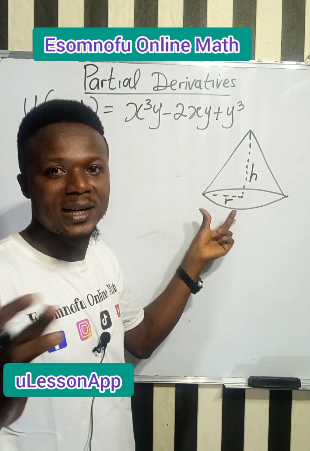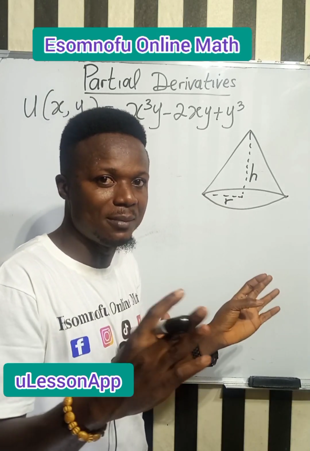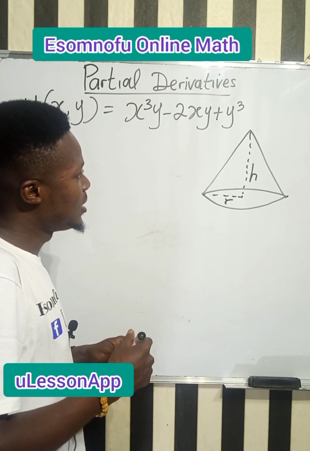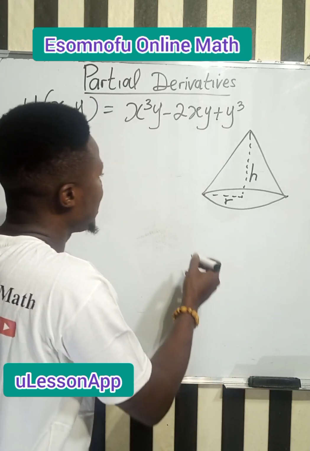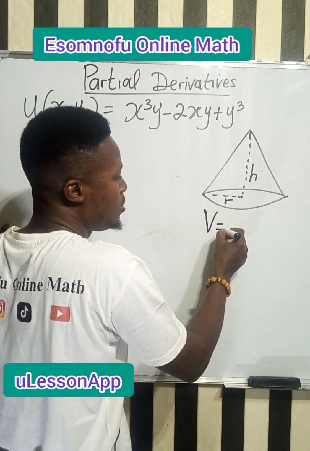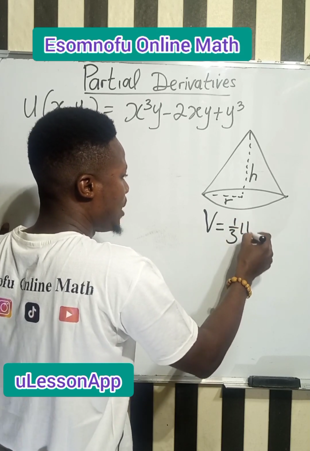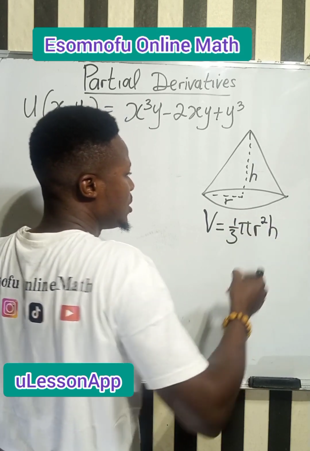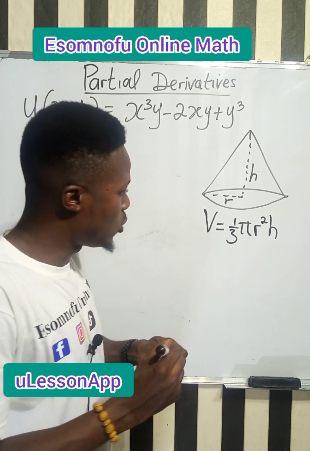Of course, we all know that this is a cone. A cone is a pyramid, okay? A circular base pyramid. If you want to get the volume of this cone, the volume of a cone is 1 over 3 pi r squared h. This is the formula for getting the volume of a cone.